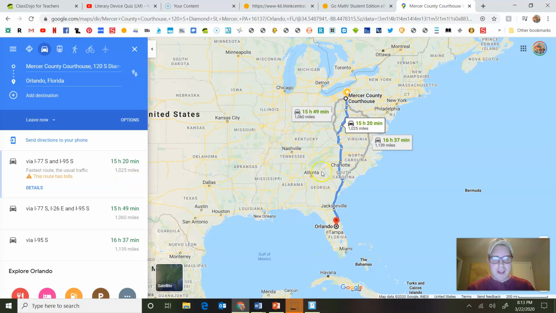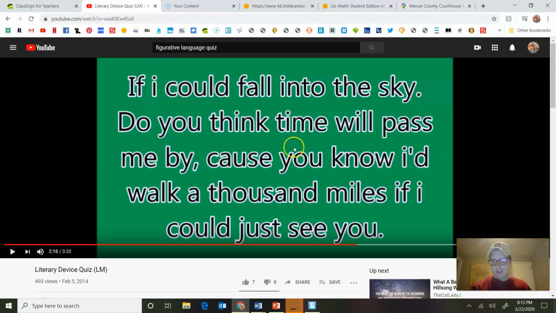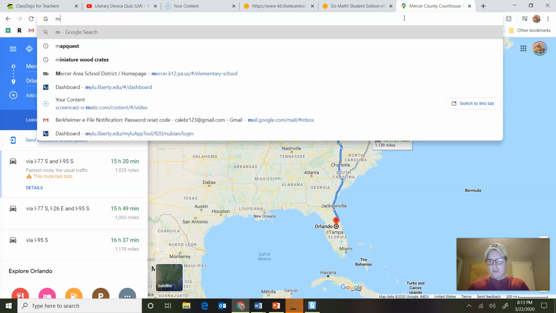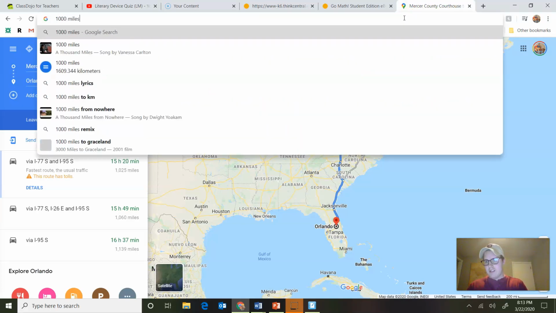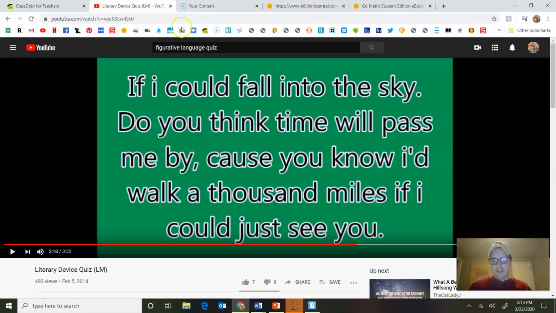So for Mercer, if you were to walk all the way to Orlando, Florida, that's where Disney World is and stuff. If you were to go all the way there on foot, then you would be able to show your love like whoever sings the song. I think it's Michelle Branch. 1,000 miles. No, it's Vanessa Carlton. Sorry, one hit wonder. Vanessa Carlton.